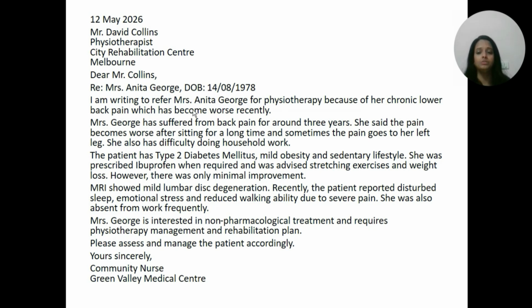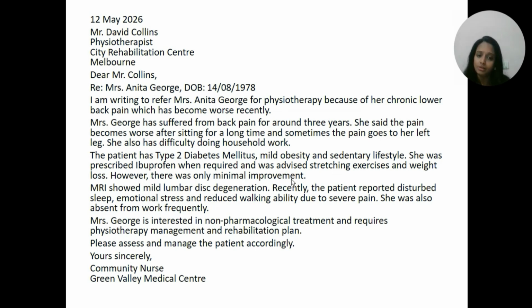I'm writing to refer Mrs. Anita George for physiotherapy because of her chronic lower back pain, which has become worse recently. Mrs. George has suffered from back pain for around 3 years. She said the pain becomes worse after sitting for a long time, and sometimes the pain goes to her left leg. She also has difficulty doing household work. The patient has type 2 diabetes mellitus, mild obesity, and sedentary lifestyle. She was prescribed ibuprofen when required, and she was advised stretching exercises and weight loss.